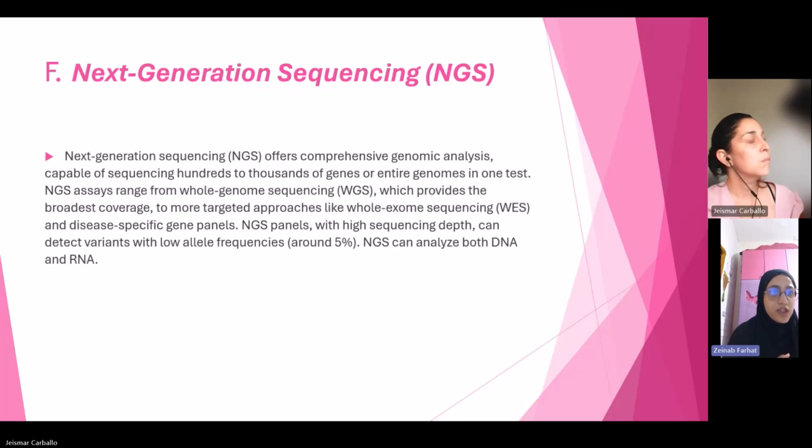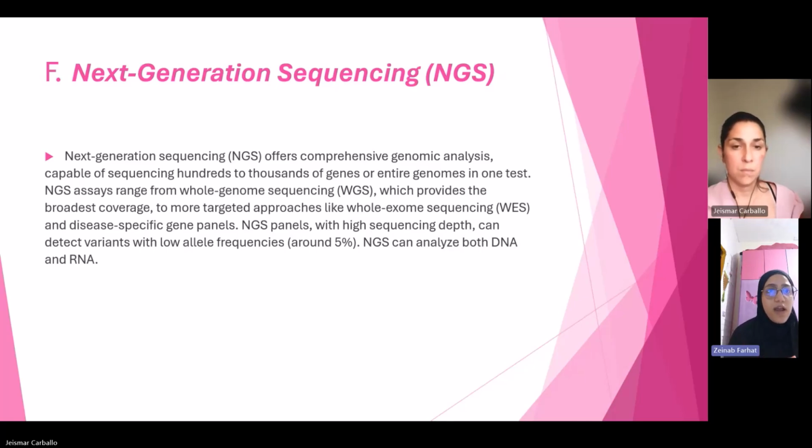The other method is next generation sequencing. It's the comprehensive genomic analysis. It's capable of sequencing hundreds to thousands of genes, sometimes the entire human genome in one test. It could be either whole genome sequencing, where we are sequencing the introns and the exons, like everything, or whole exome sequencing, where we are just sequencing the disease-specific gene panels, the exons, the genes which are expressed and are commonly of interest for us.